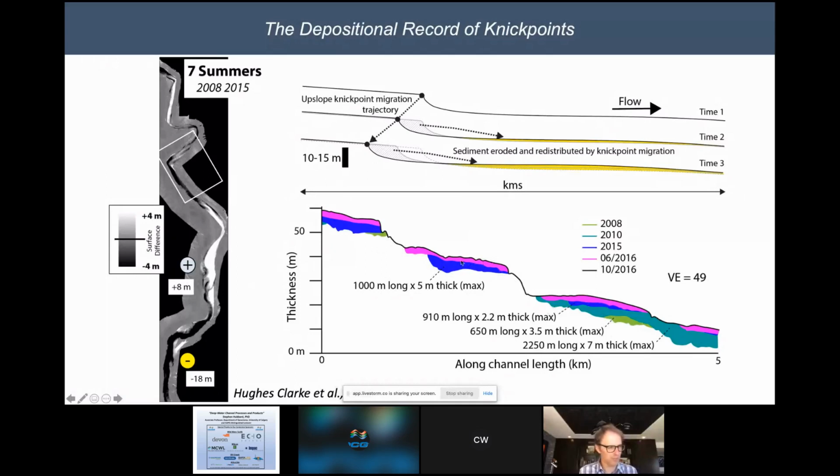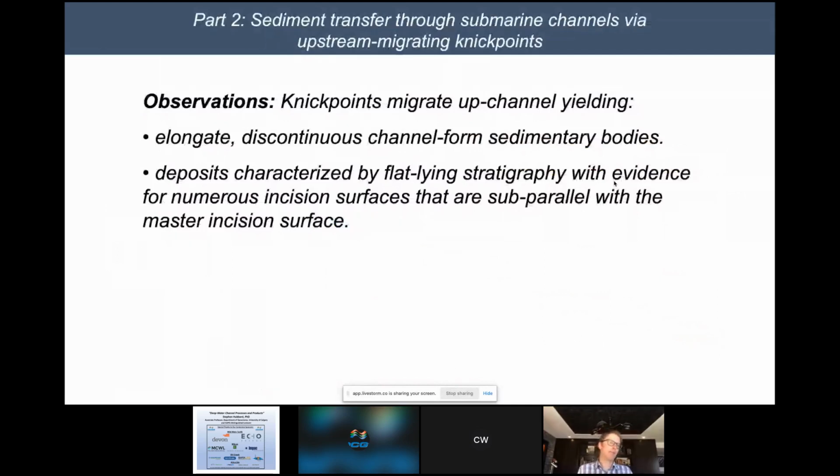One of the thoughts we had is, well, look at these bodies. What would they look like in the rock record, where they're not very thick, they're really quite long, and relatively speaking, they're going to be pretty flat? They're low angle within the channel. And if you think about it, that's not that different from what I described from Chile.